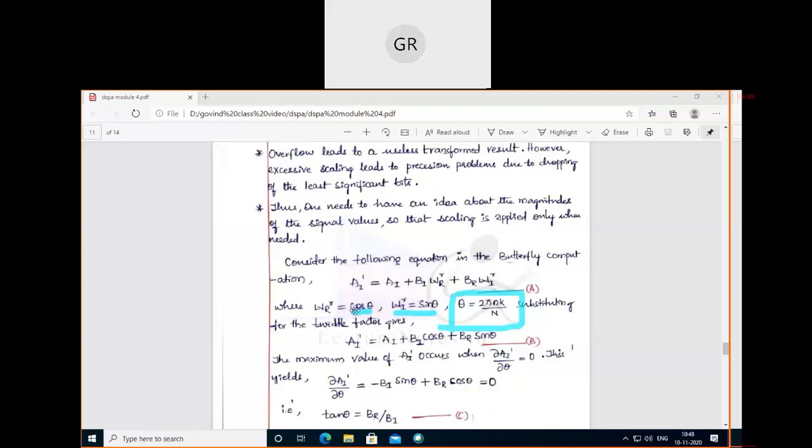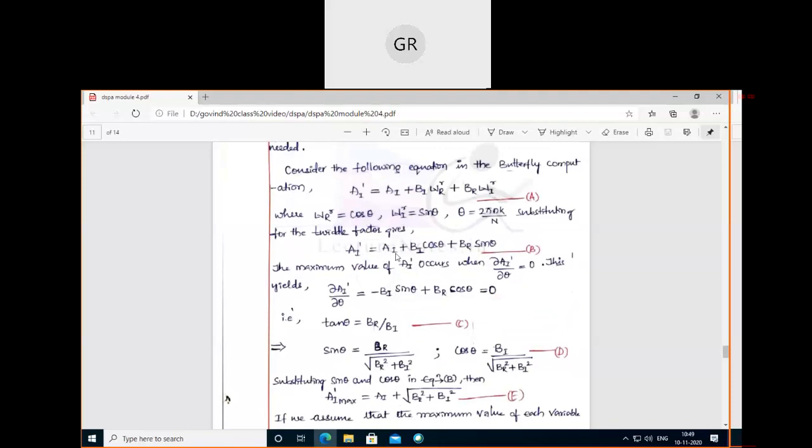Substituting WRR cos theta, WIR sin theta, and theta equal to 2 pi n into k divided by n in the above equation A, now we will get A dash equal to AI plus BI cos theta plus BR sin theta. Here we will get the maximum value when we differentiate AI dash with respect to theta and equate to 0. Then the maximum value will occur.